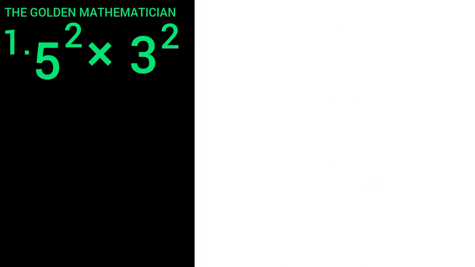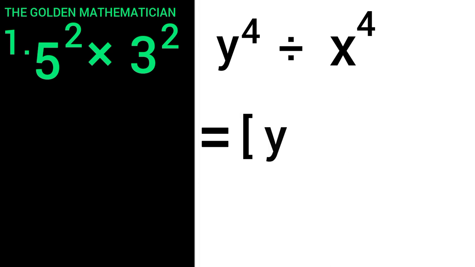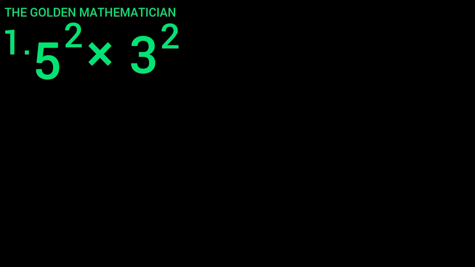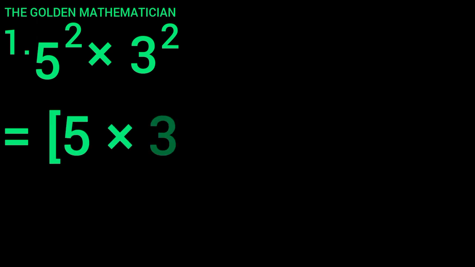Supposing we were to divide, let's say y raised to the power of 4 divided by x raised to the power of 4, our answer will simply be y divided by x all raised to the power of 4. This is a very simple concept. So now applying this to our question, since their powers are the same, 5 raised to the power of 2 multiplied by 3 raised to the power of 2 is equal to 5 multiplied by 3 all raised to the power of 2.